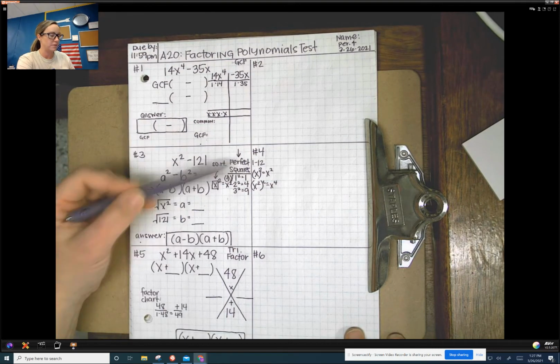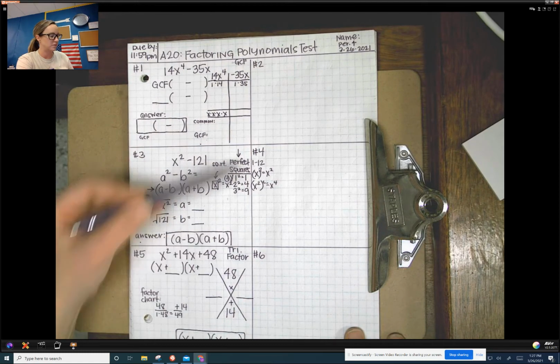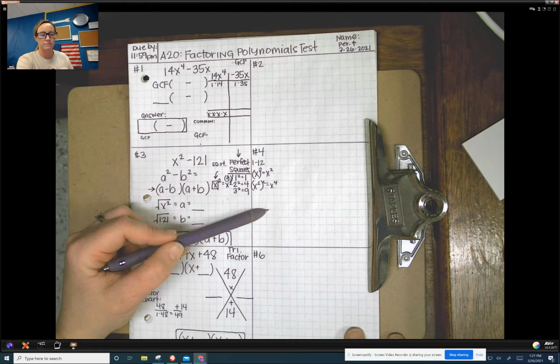You only have to put the perfect squares list once. You don't have to write it twice. You can use the same list for both 3 and 4.